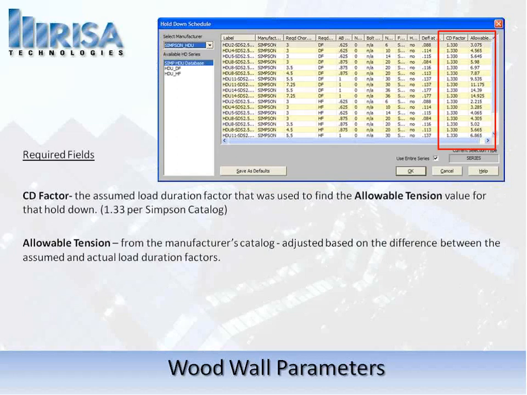It's adjusted based on the difference between the assumed and the actual load duration factor. So, for example, you're going to be getting a 1/3 increase for this duration factor, but this may not be the load combination that you run. So for your load combination that you run, you need to actually adjust that to get your true allowable tension.